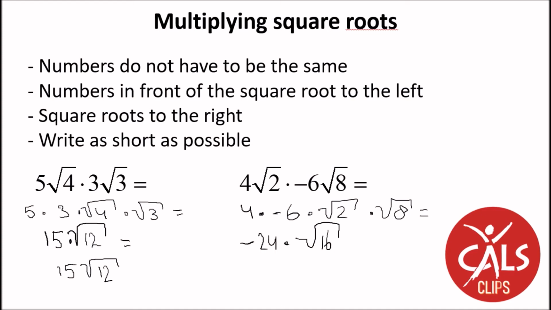But we have to take a good look at this one. The square root of 16 is a whole number. So I can write this as minus 24 times 4, because the square root of 16 is 4. And then minus 24 times 4 is minus 96. This is our final answer, minus 96.